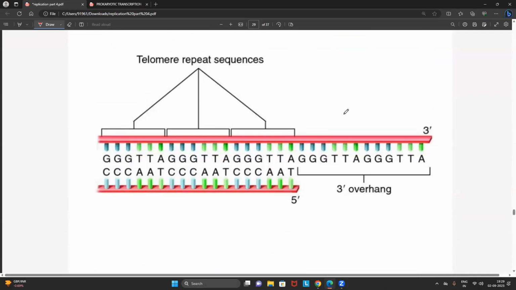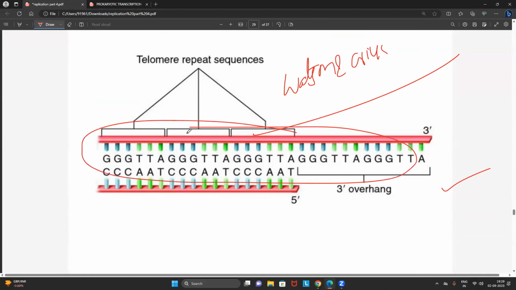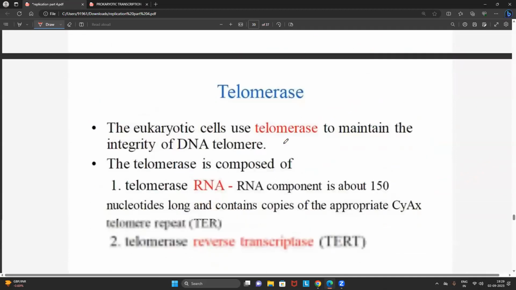Look into this, friends. This is the structure of a telomere. Can you see any Watson and Crick base pairing here? That is the statement we got in the exam. They are not at all following Watson and Crick base pairing. According to Watson and Crick, the number of purines equals the number of pyrimidines. But here, can you see? Purines are not equal to pyrimidines. So the statement you have to remember: telomeres always follow non-Watson Crick base pairing. Do not get confused with that point.